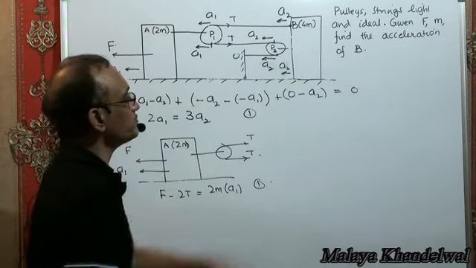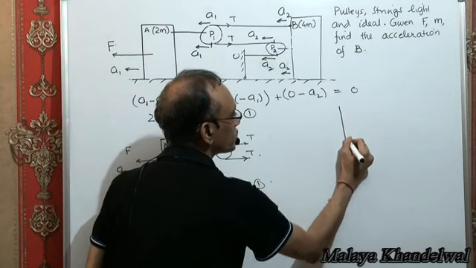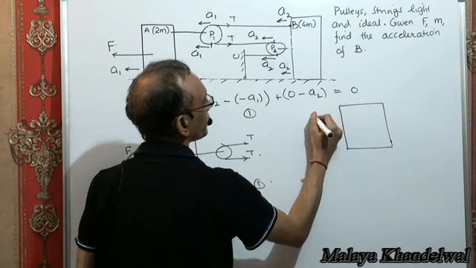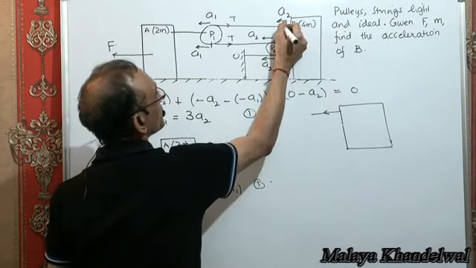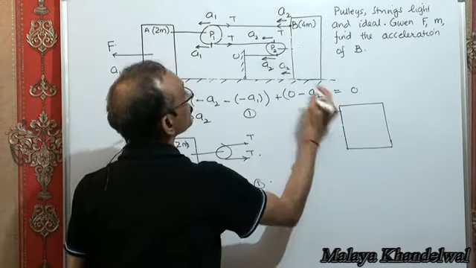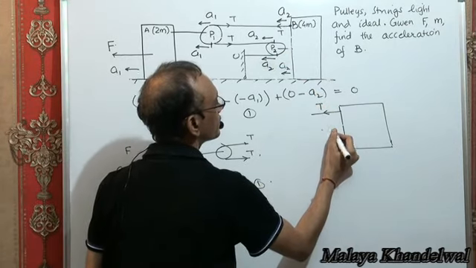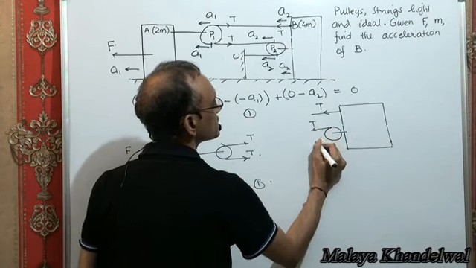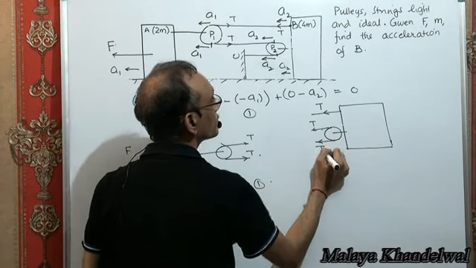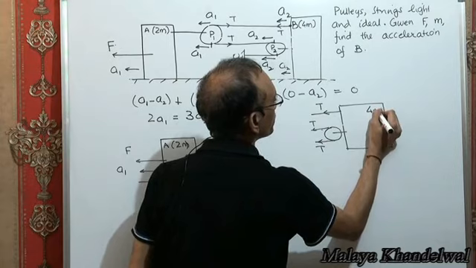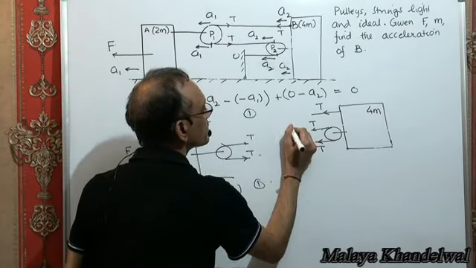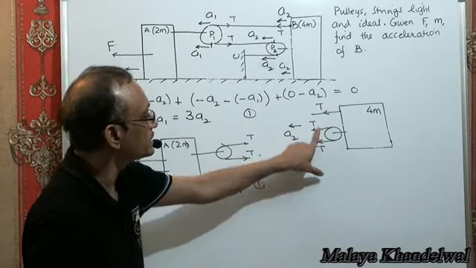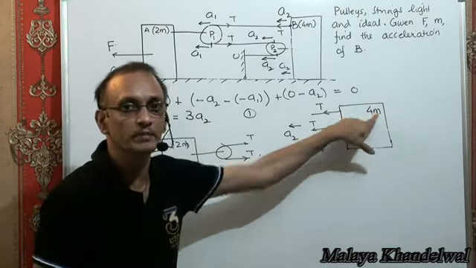Now let me look at 4M. There is the string, which is T, and then there is this pulley, and there is T this way and T this way. This is 4M, and it has an acceleration a2 leftwards. So very clearly 3T is 4M into a2.